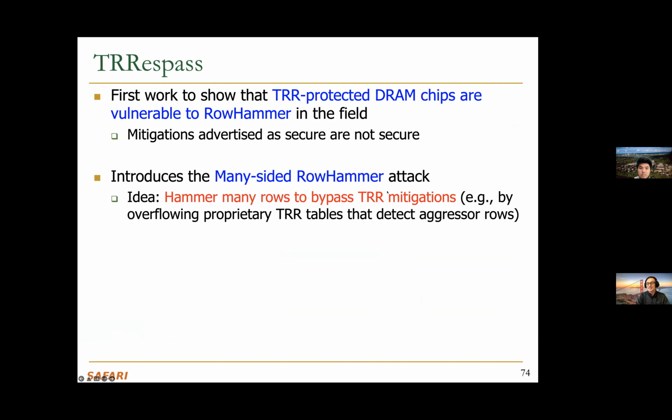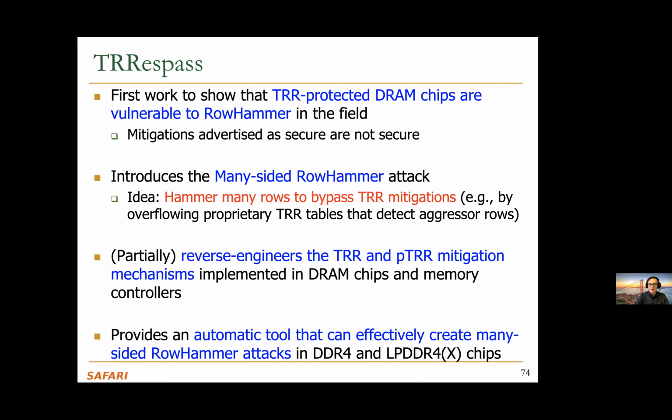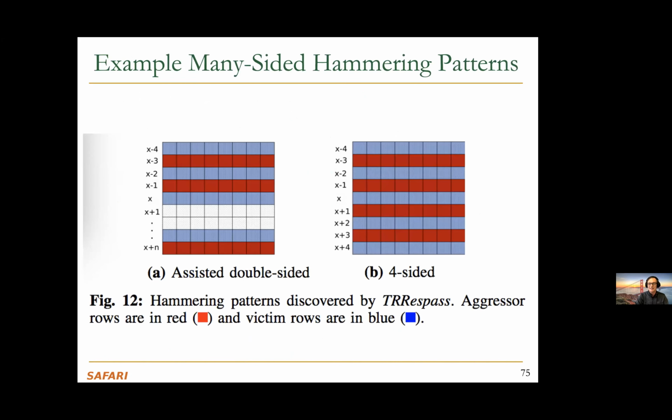And this introduced a many-sided Rowhammer attack. By hammering many rows to bypass TRR mitigations, the industry's internal mitigations in DRAM, you can overflow proprietary TRR tables that detect aggressor rows. We did that by partially reverse engineering these mitigation mechanisms. And we also provide an automatic tool that can effectively create many-sided Rowhammer attacks that anybody can use. In fact, people have been using that.